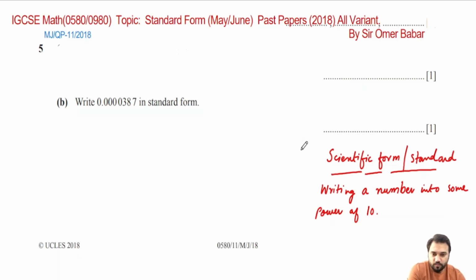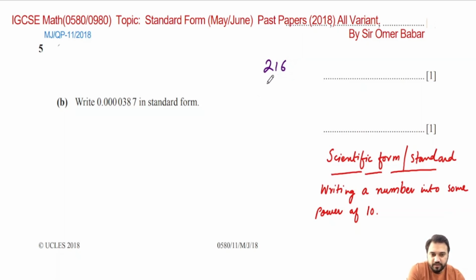What does it mean? It means writing a number into some power of 10, called scientific form. Let's say we have a number 216. This is a number, and we want to convert this number into scientific notation.